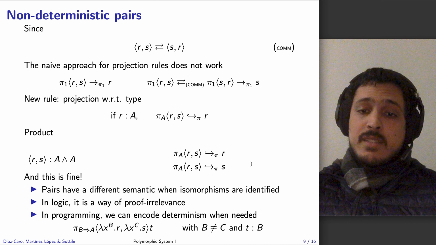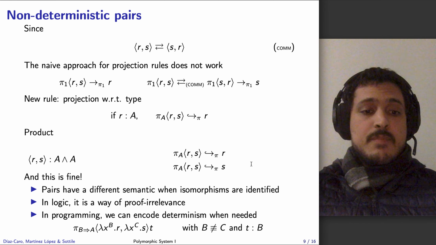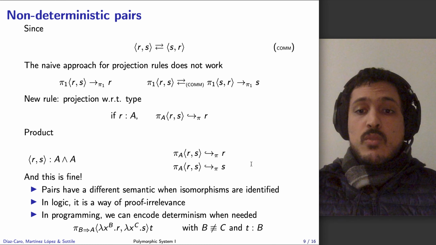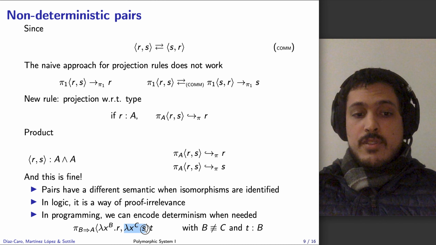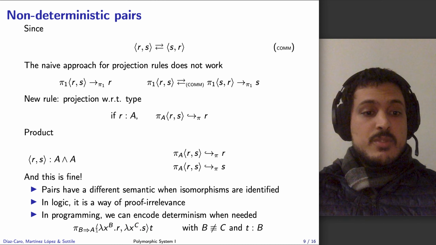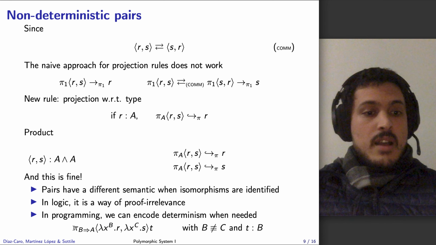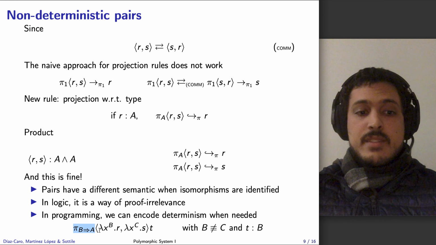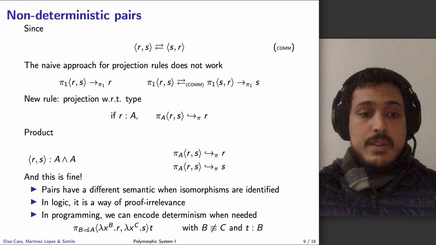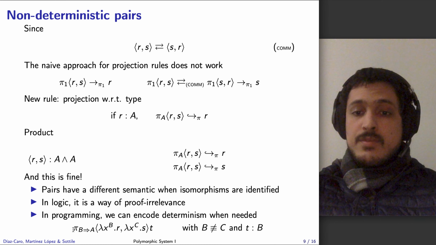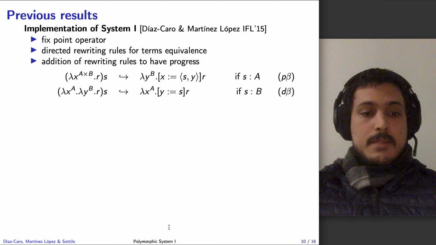From the logic perspective, it is a way of proof irrelevance. And from the programming perspective, we can encode determinism when we need it. For example, adding dummy abstractions for the elements we want to project, and then, of course, providing B and C are different, right? And then projecting using the type we chose for the encoding.